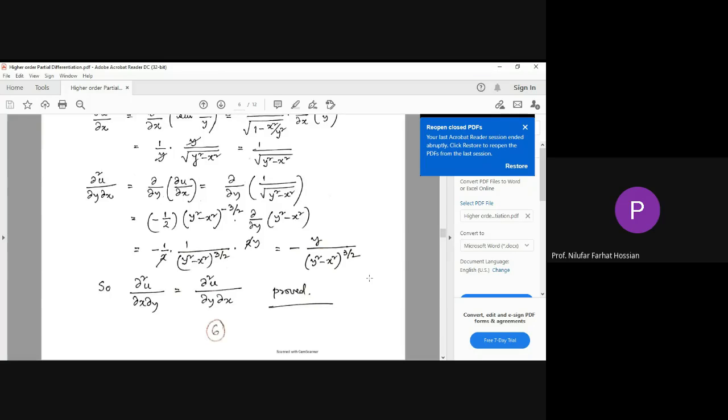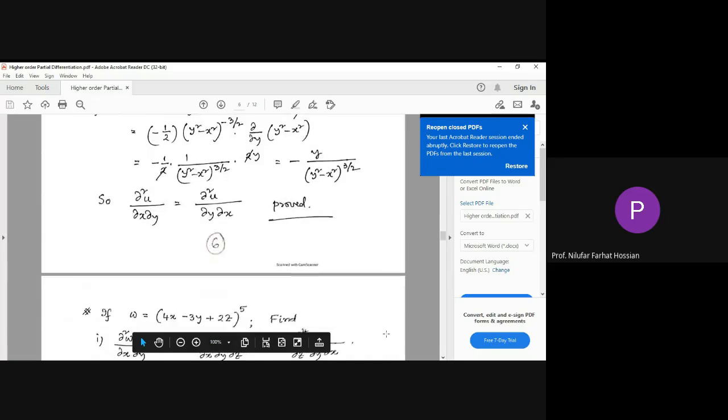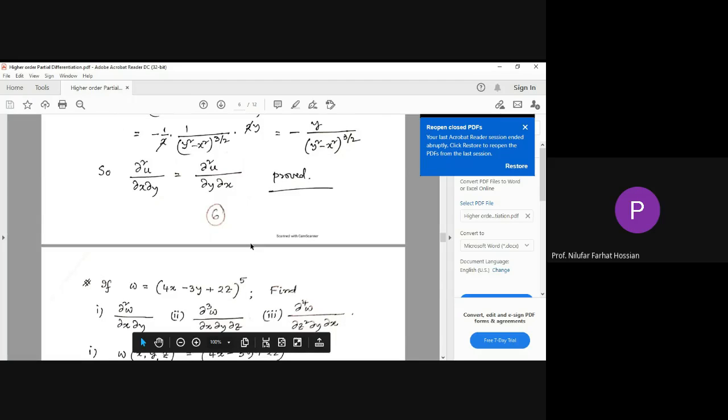Now compare the two results. Yes, they are same, minus y by this, and here also it is minus y by this. So these two results are same. So the mixed partial derivatives are equal.